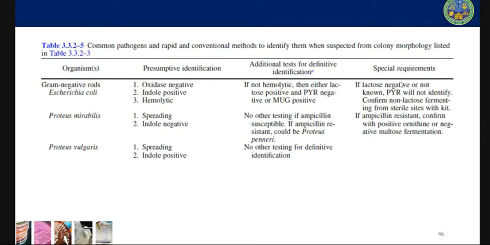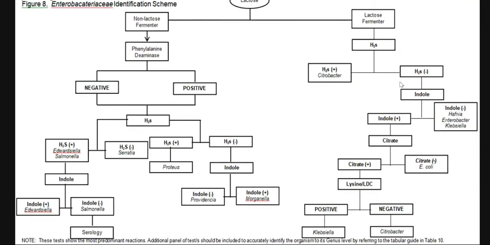Now for Proteus, as I have said a while back, if there is swarming phenomenon on the blood agar plate, then that would already give you an idea that this belongs to the genus Proteus. So you have indole negative swarming, Proteus mirabilis, and indole positive, Proteus vulgaris. That's the difference between the two types of Proteus with swarming phenomenon. This is an example, and this is what we are using in the laboratory for diagnostic purposes.